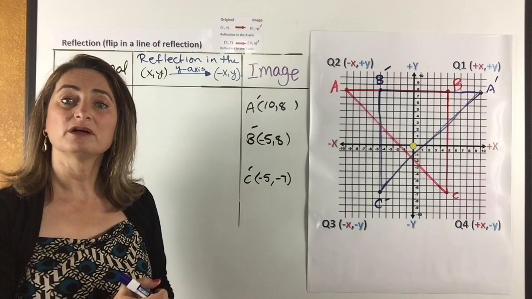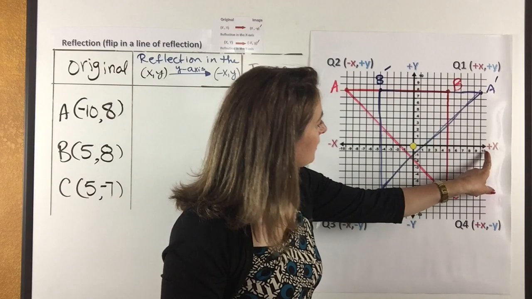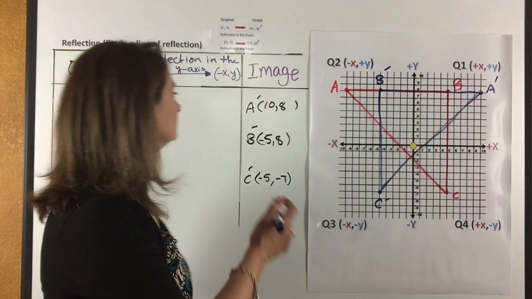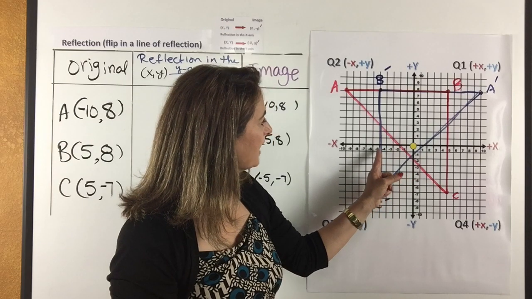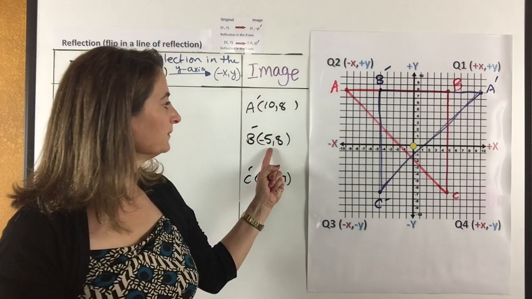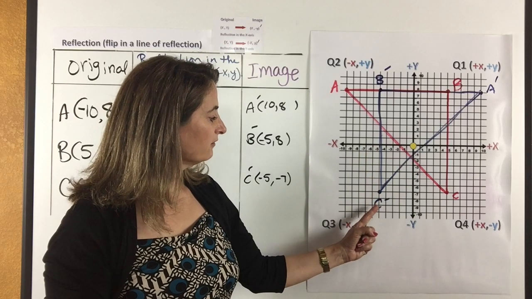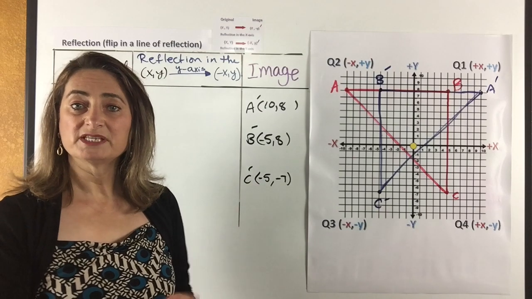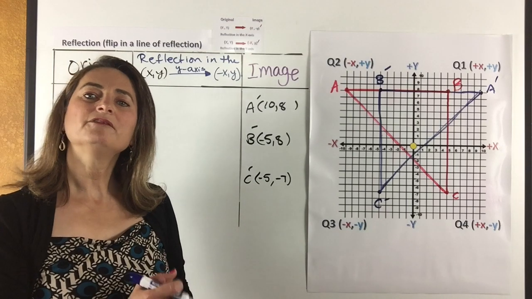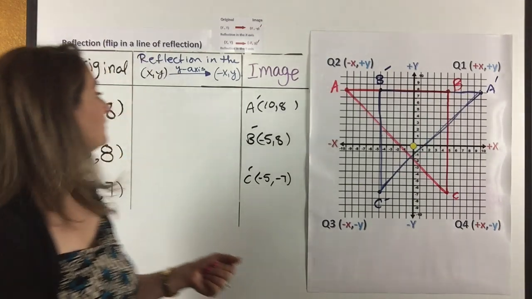So let's see what are the coordinates of the image. A prime is 10, 8. B prime is negative 5, 8. And C prime is negative 5, negative 7. So I wrote negative 5, negative 7. Let's see if the rule will lead me to the same coordinates of the image.